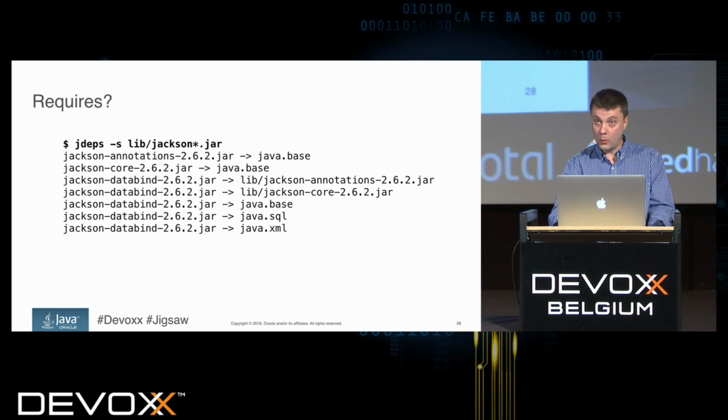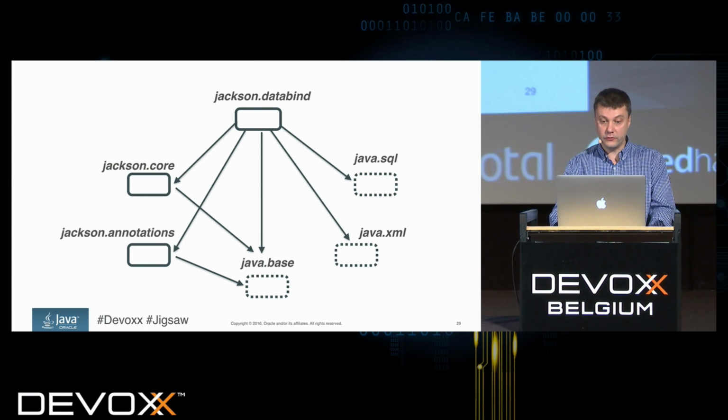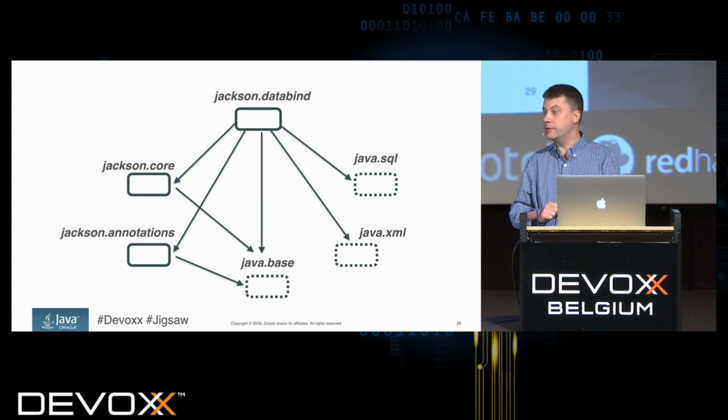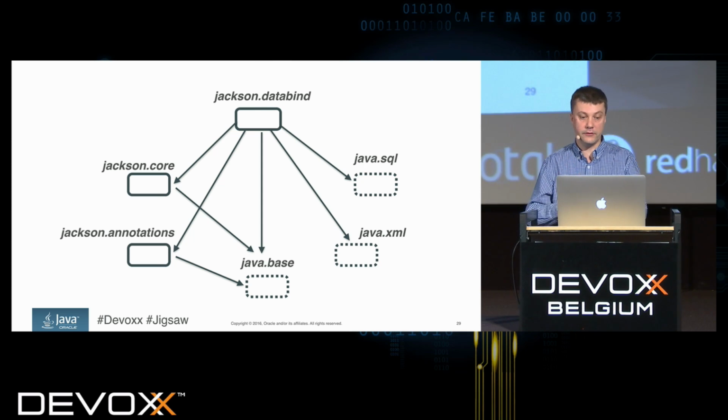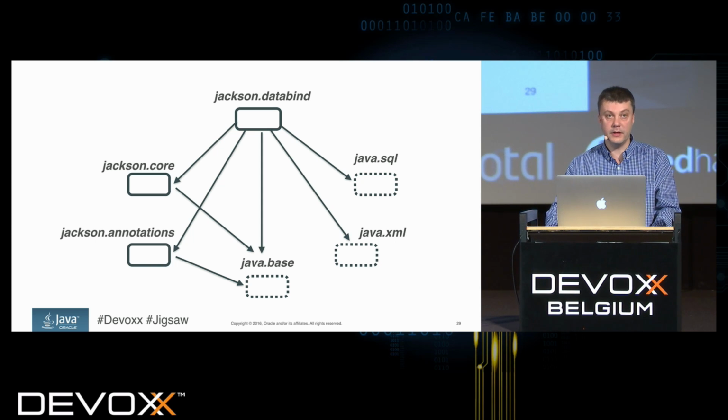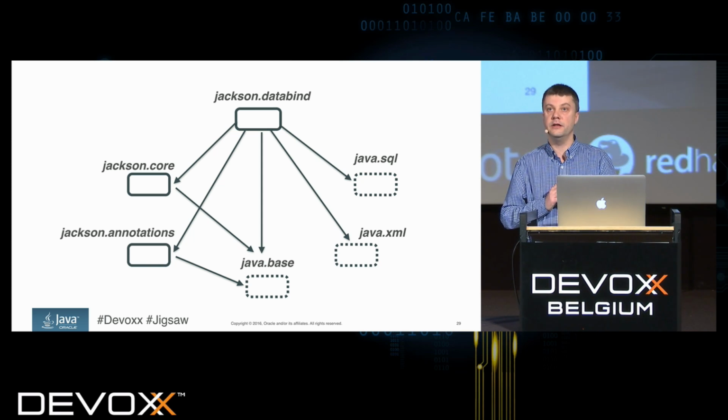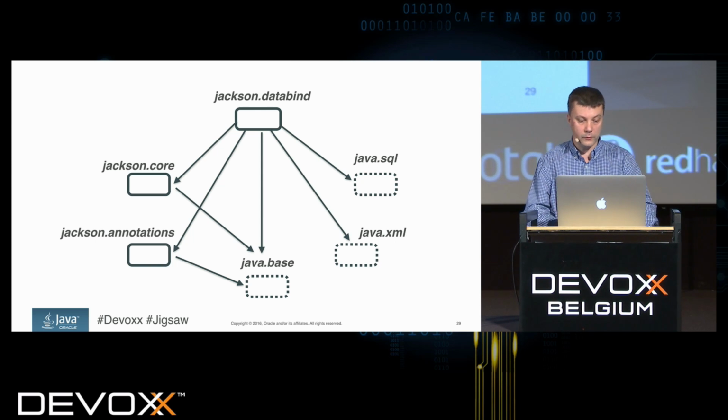So from the output of JDEPs, we can actually construct a little diagram that is the dependency graph. At the top, we have Jackson data bind that depends on Jackson core. It depends on java.sql and java.xml, and of course java.base, because every module depends on java.base. Core and annotations are much simpler. They only have types that reference types in java.base. So just keep this dependency graph in your head, because we'll need this as we work through it.